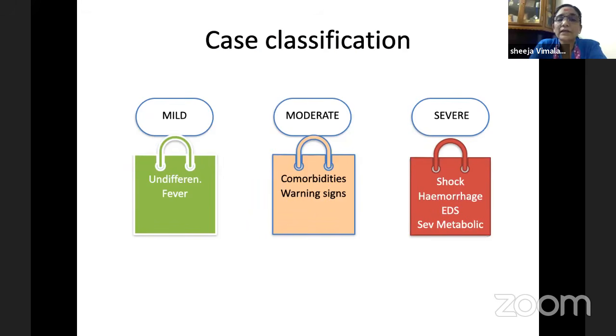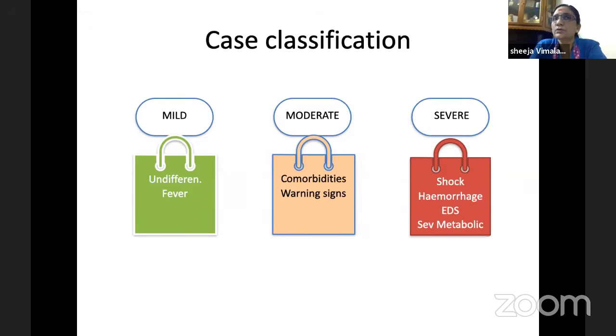So dengue can be classified into three. Mild is the typical dengue fever. That means it is very difficult to distinguish between a dengue fever and a viral fever. They do not develop complications. They just manifest with fever, myalgia, arthralgia, those kind of things.